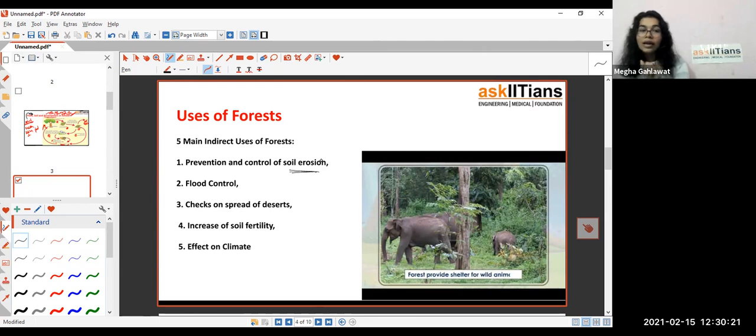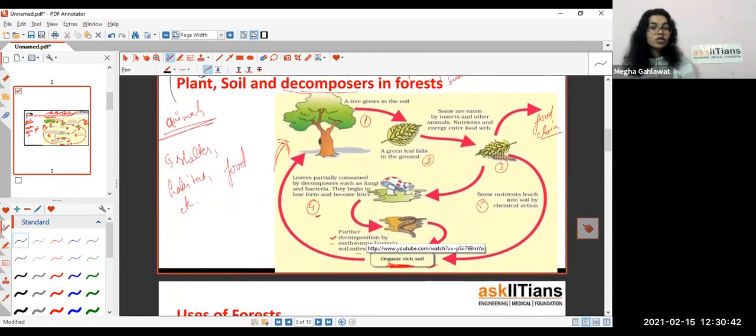Flood control is there. If there's a river and a lot of trees are present on the bank of the river, they're going to break the water flow and hence the flood whenever there's extra water. Next is the check on the spread of deserts. It's quite obvious: if there's no soil erosion, there'll be no desertification, right? And then increasing the soil fertility through this particular cycle that we have just studied.